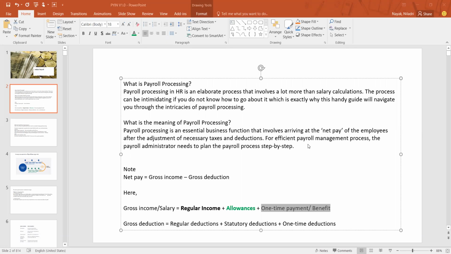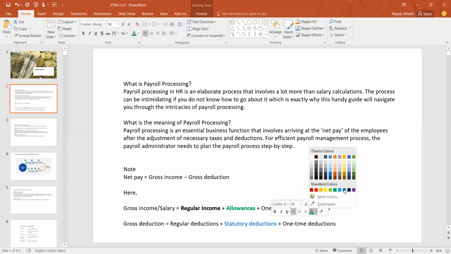Those can be examples of regular deduction. And whatever examples you have given, like professional tax, if it is applicable, professional tax is not there for every state. Similarly ESI, depending upon eligibility, your PF, income tax. Those can be categorized under statutory deductions because those are regulated by the government. We have to follow the government principles, so we call them statutory deductions.